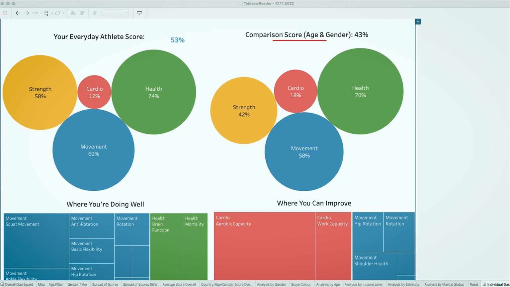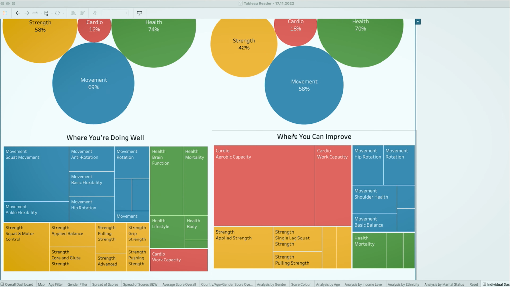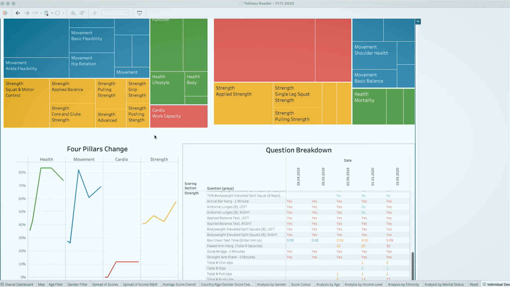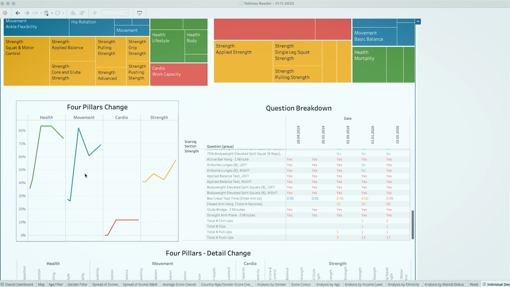But what's really cool is that we can compare that data of same age and gender. So she's well above the trend here. So that's a great piece. So if we're going down here, we can see what she's doing well. Areas we need to improve on, big red cardio factor here. But we can see here now as well the 4 pillars and how they've changed over time to make sure that we're doing what's right by her.